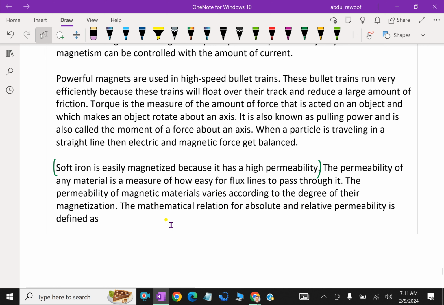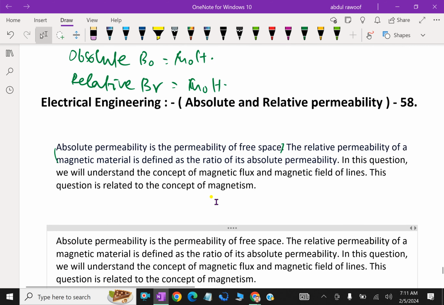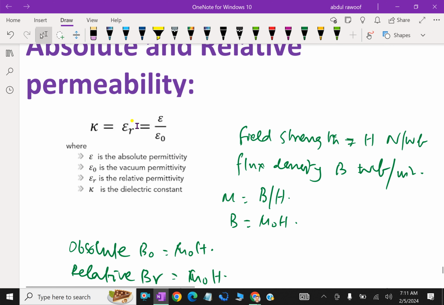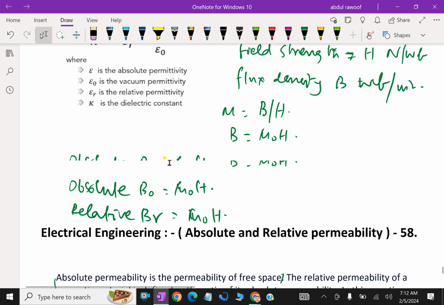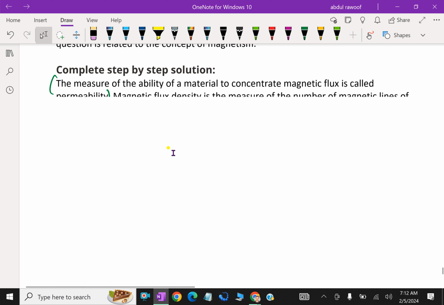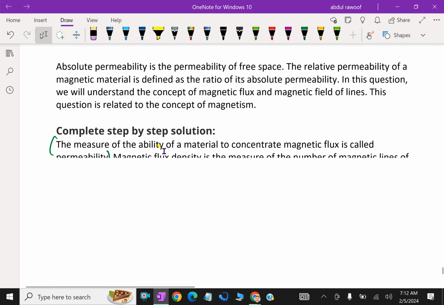The mathematical relation of absolute and relative permeability is defined as follows. K equals relative permeability, which equals permeability over absolute permeability. Here mu is the permeability, mu0 is the vacuum permeability, and mu R is the relative permeability. Therefore, K equals mu R, which equals mu over mu0. Remember this relation. Now we'll continue with some other definitions.